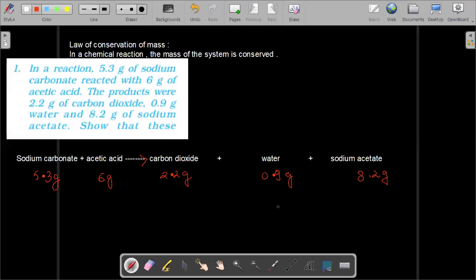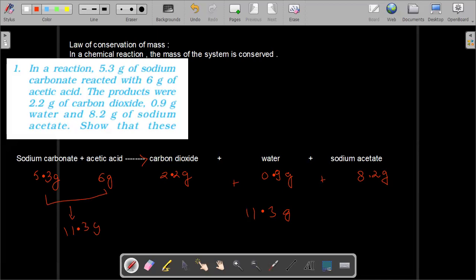So if you observe, if you add up the masses of the reactants, the sum of these masses is equal to 11.3 gram. And on the product side, if you add up all the masses, you again get 11.3 gram. So we say here that the law of conservation of mass is being followed. I hope everyone has understood about the law of conservation of mass.